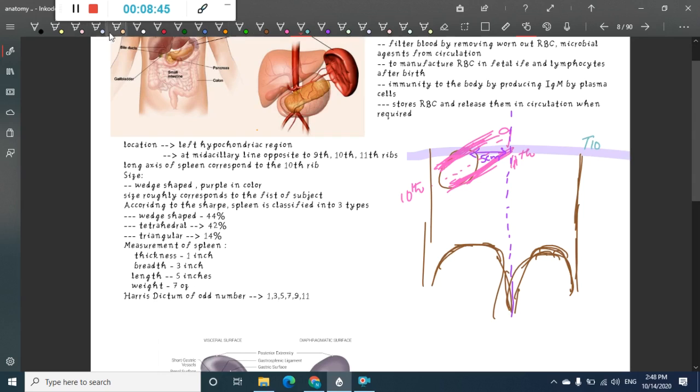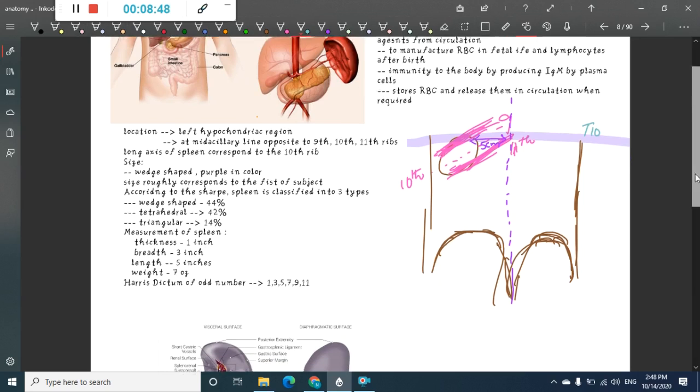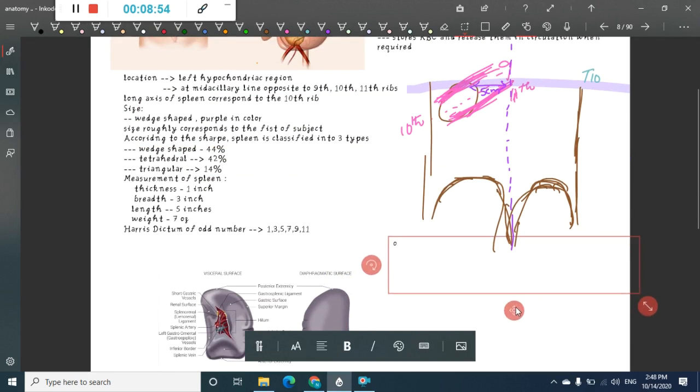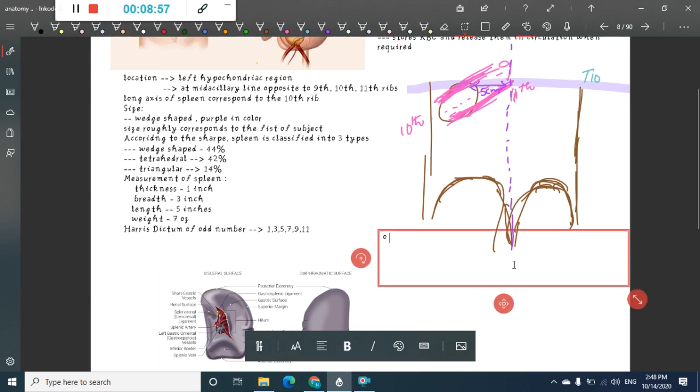So the same thing, if I have to write it in: the spleen is present 5 centimeters from the midline, or we can say from the posterior midline of the body, at the level of the spine of 10th, that is T10 or the 10th thoracic vertebra. Okay, so this is about the spleen, which is important.